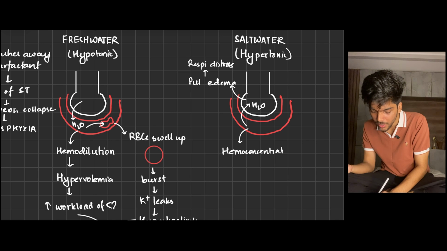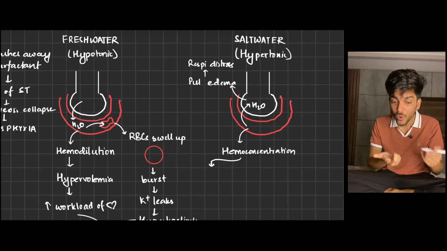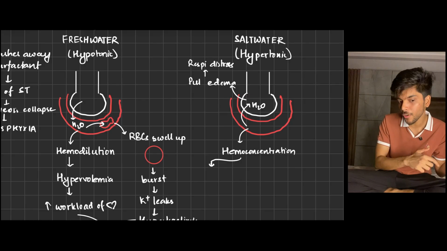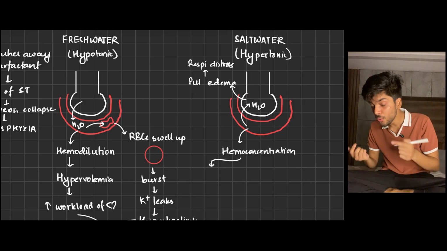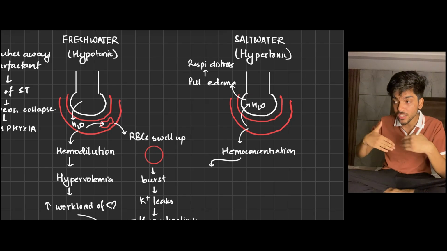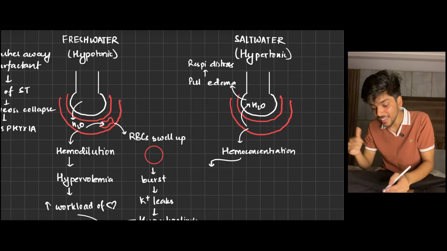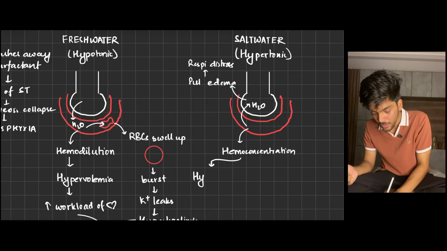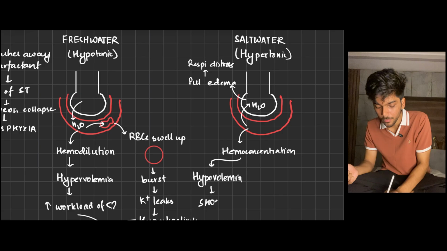Due to hemoconcentration, two things happen. Number one, in case of hemodilution, due to addition of water, there was an increase in the volume of blood. Here, during hemoconcentration, since there is loss of water from the plasma, there is a decrease in the volume of blood, referred to as hypovolemia. And this can lead to death by hypovolemic shock.